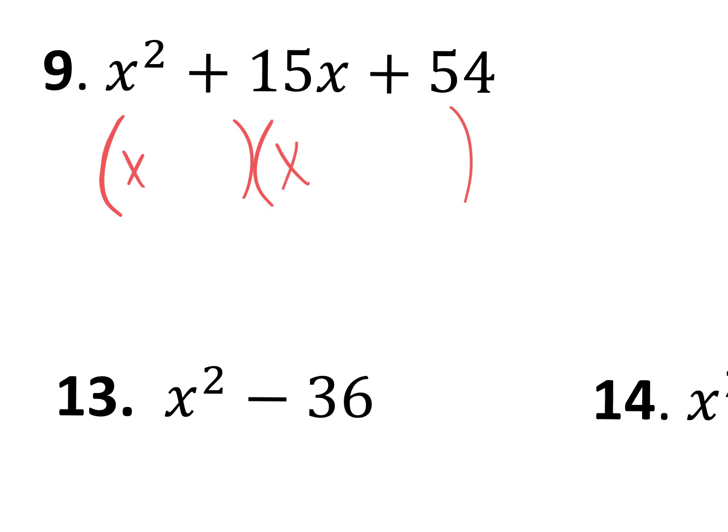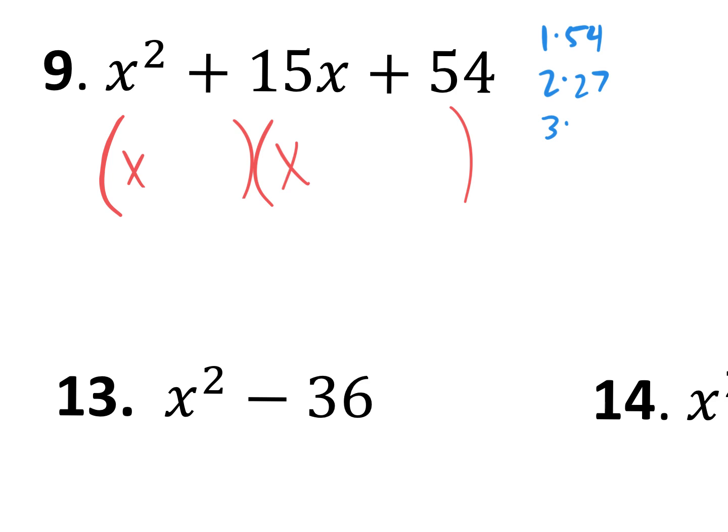And then I jump to my list. What times what is 54? 1 times 54, 2 times... and if you don't know, get a calculator and go 54 divided by 2, and that'll give you 27. And then you could go 54 divided by 3 to find out what 3 times what gives you 54. Anybody have a calculator?